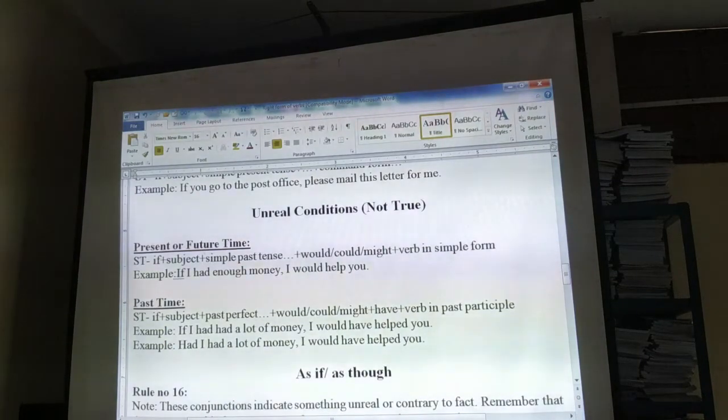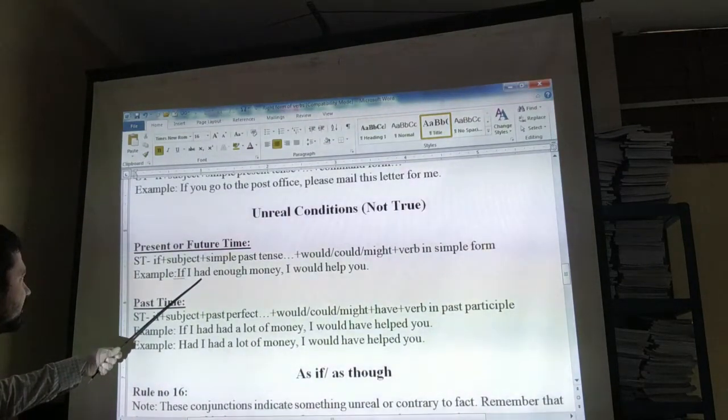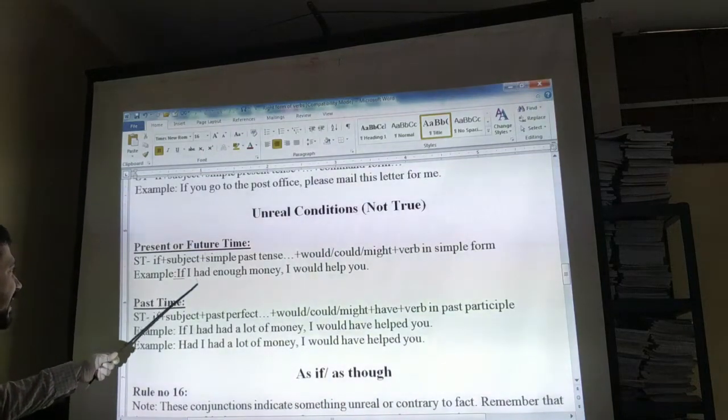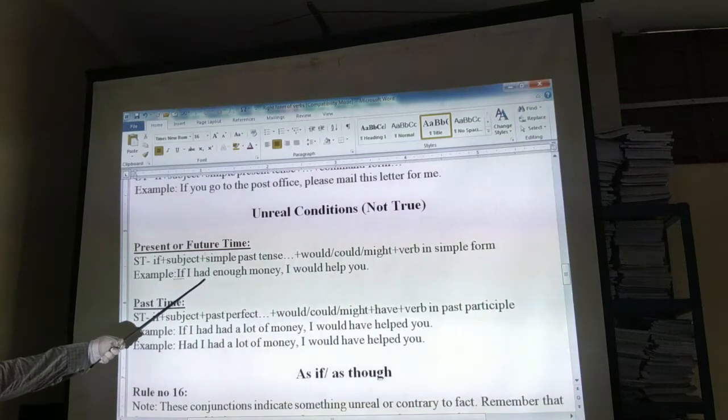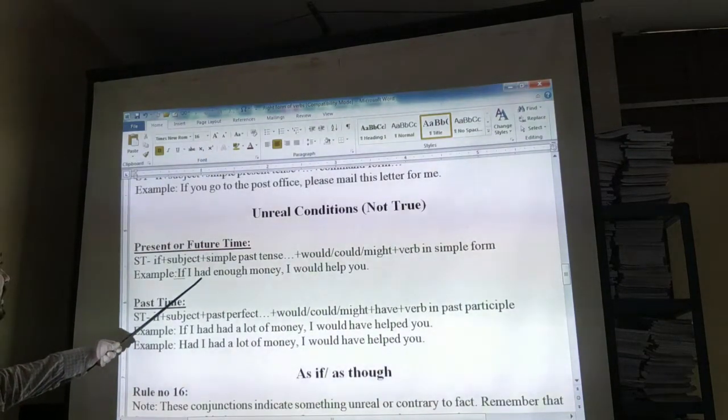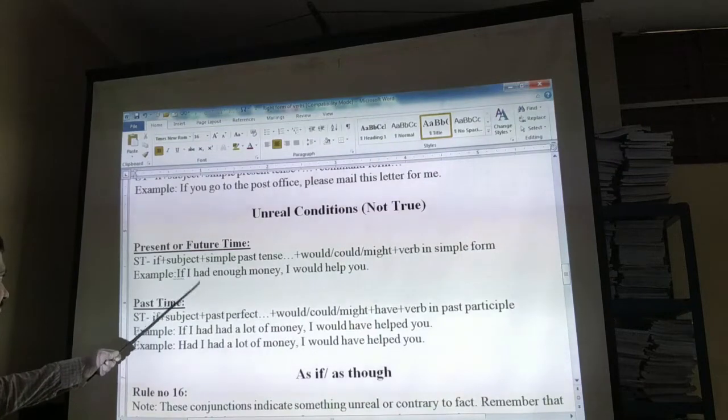See, match with the structure. If subject I, simple past tense, that means past indefinite tense. See, had, this is a main verb, have, had. The present form is have, the past form is had, the past participle form is had. See, if I had, this is the past form of the word have.